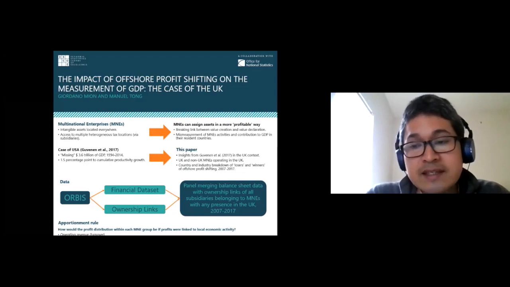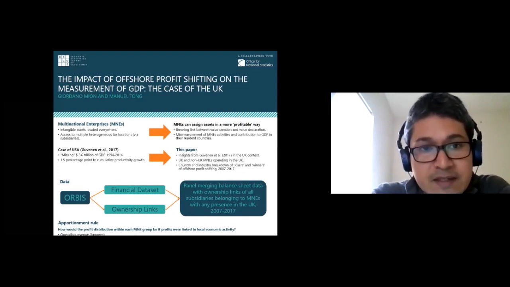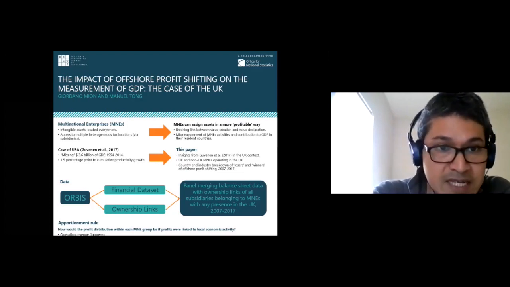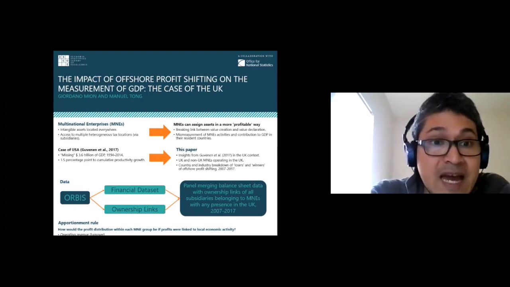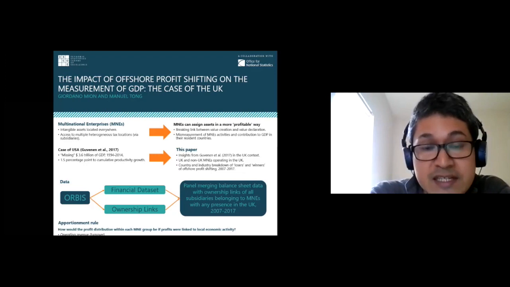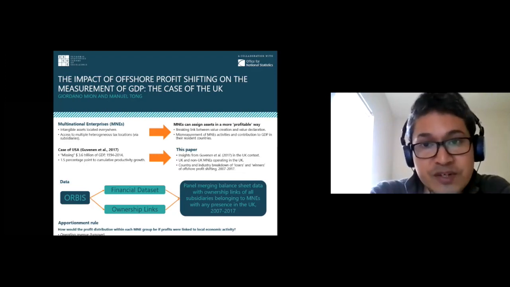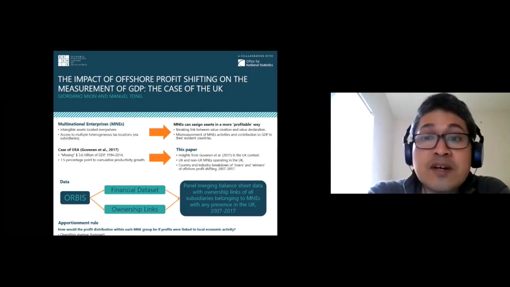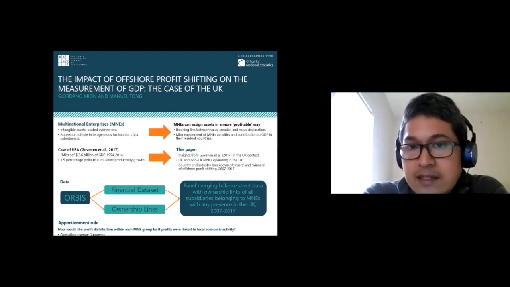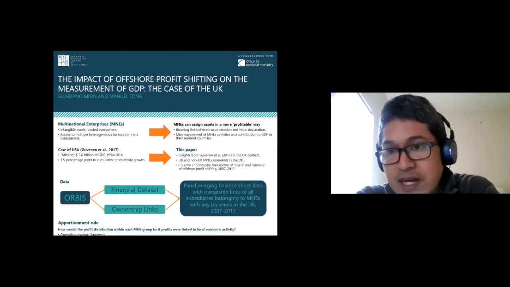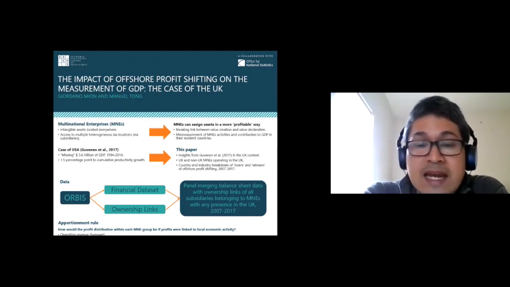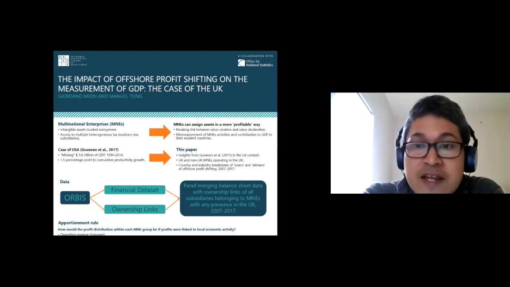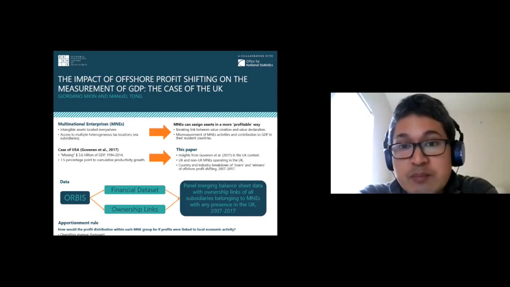This project takes as a starting point the premise that multinational enterprises have the ability to locate their intangible assets everywhere, and that gives them access to multiple heterogeneous tax locations via their subsidiaries. As a result, this practice makes MNEs assign their assets in a more profitable way, thus breaking the link between value creation and value declaration.